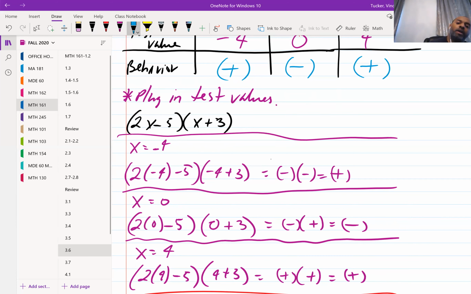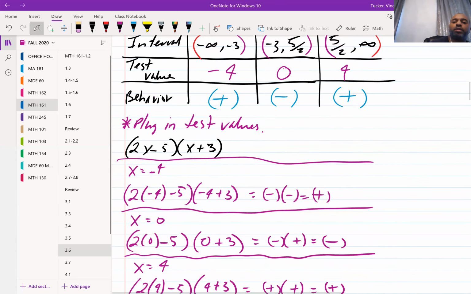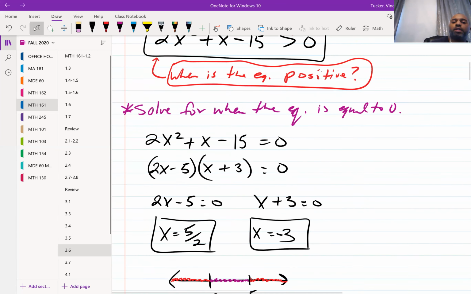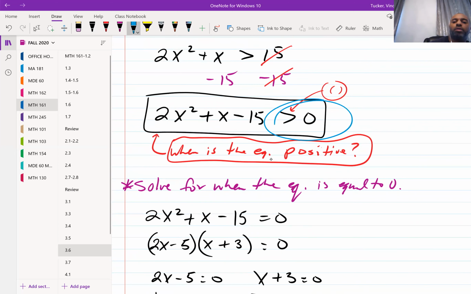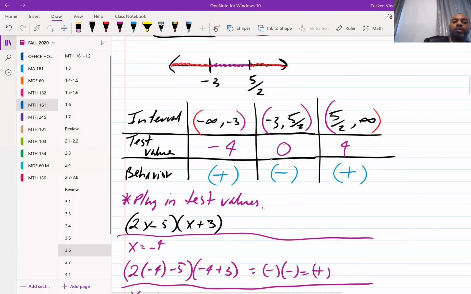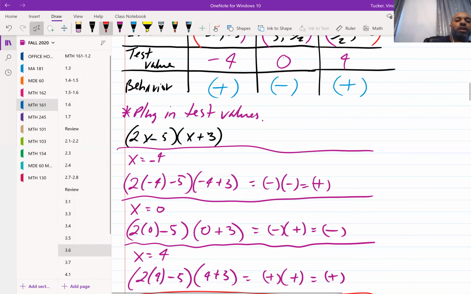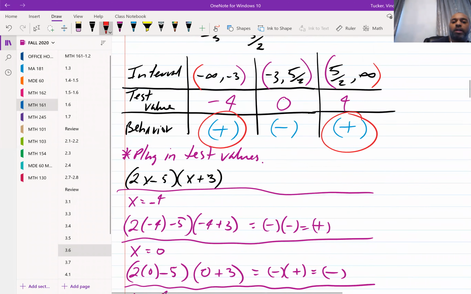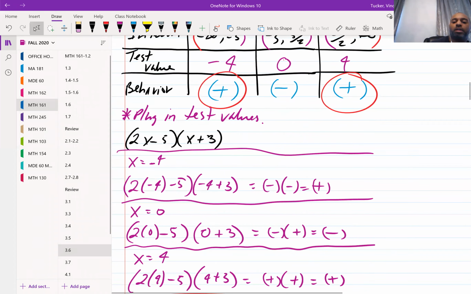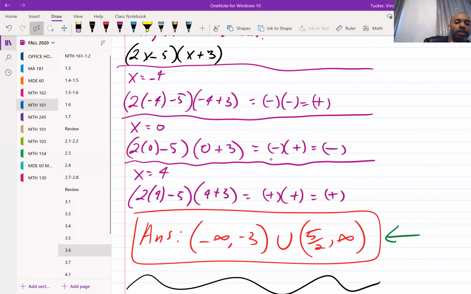All right. So how do we know what the answer is? You go back to your original expression. Remember, we want to know when is our expression positive. So we see that we have positive responses right here for these two intervals. So our answer is negative infinity to -3 and 5/2 to positive infinity.